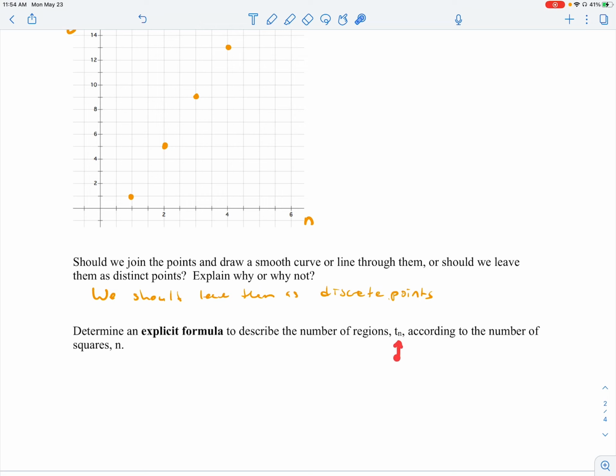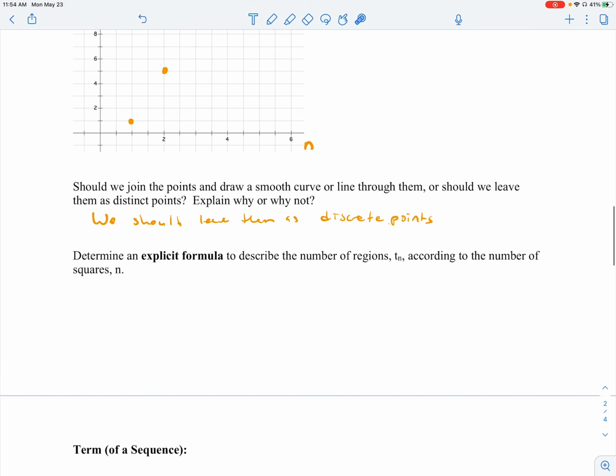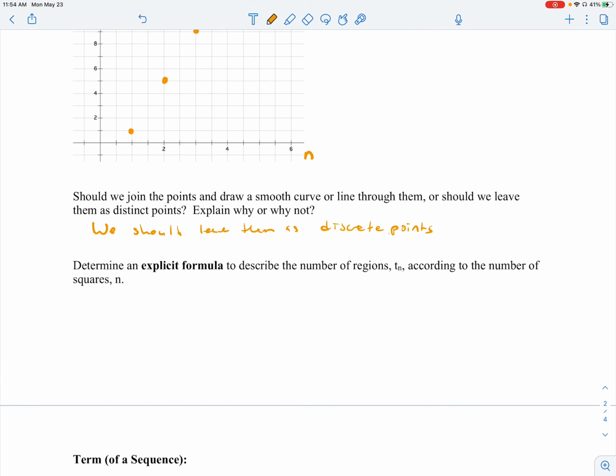So this subscript n, we could write T1 for the first term, and then T2, that would be the second term, and so forth. So we'll write that down right up here real quick. T of n just means the nth term, sorry, we'll say in a sequence.